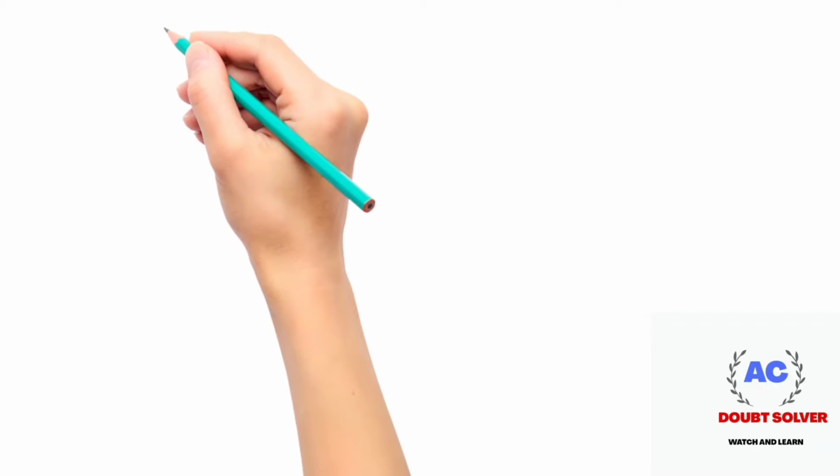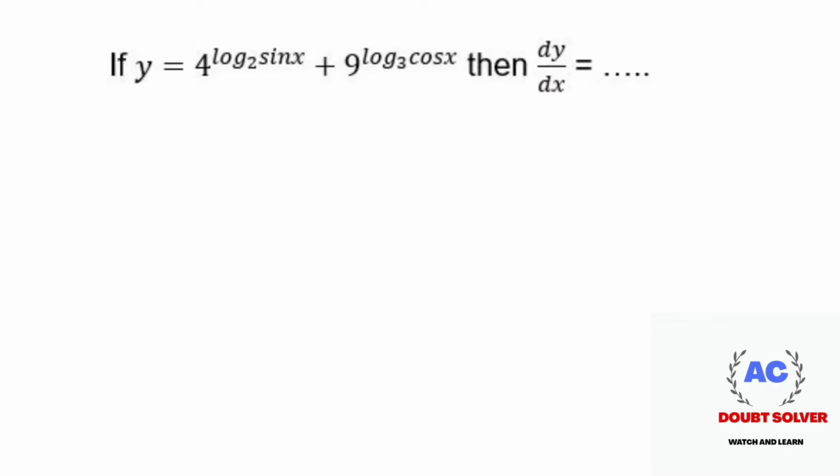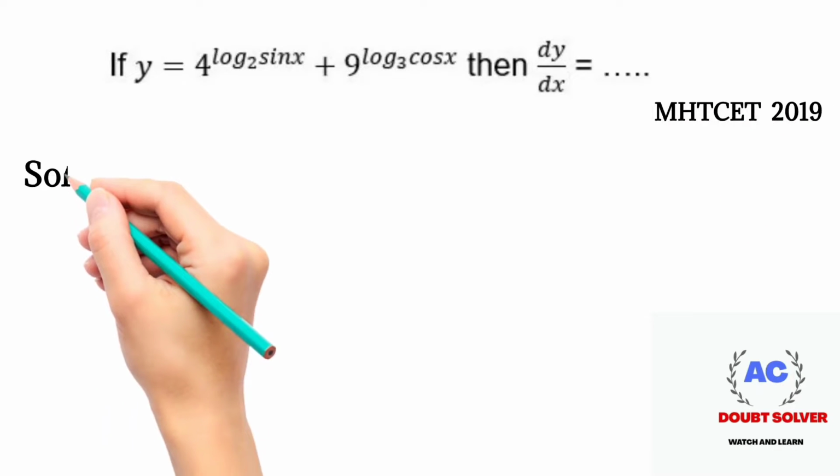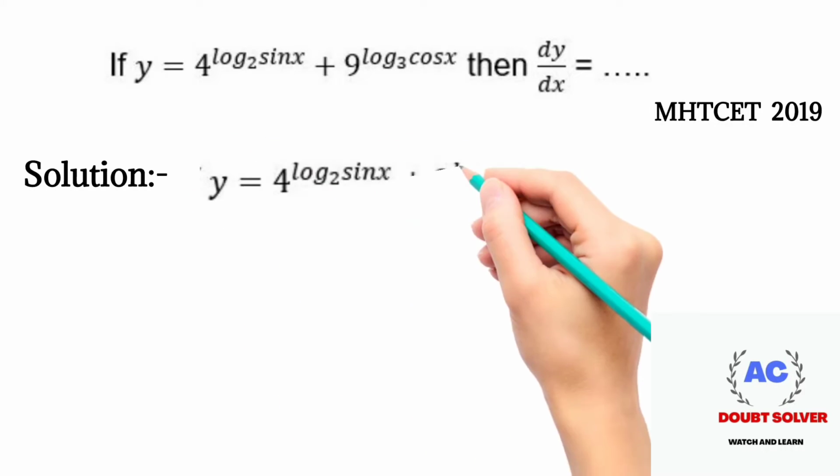The question is, if y is equal to 4 to the power log to the base 2 sin x plus 9 to the power log to the base 3 cos x, then find the value of dy by dx. This question was asked in MST 2019. Let's see the solution. Consider y is equal to the term as given.